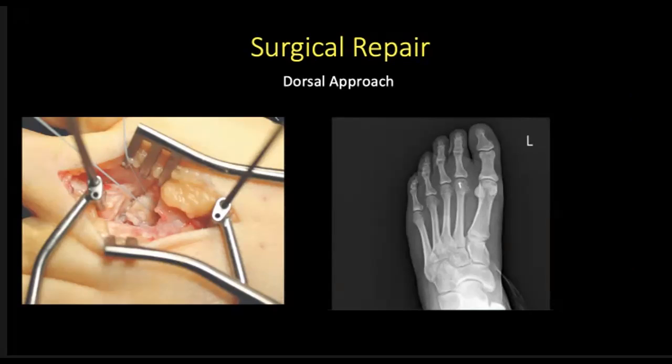Both ways can be difficult. The dorsal approach can be difficult because you're working in a very small space. If you do the plantar approach, you're then having to deal with potentially a painful scar. So depending on what you feel comfortable with, there's no right or wrong way to do this.